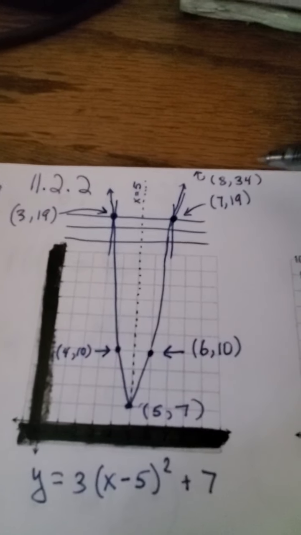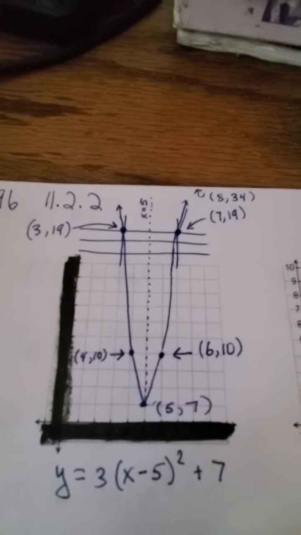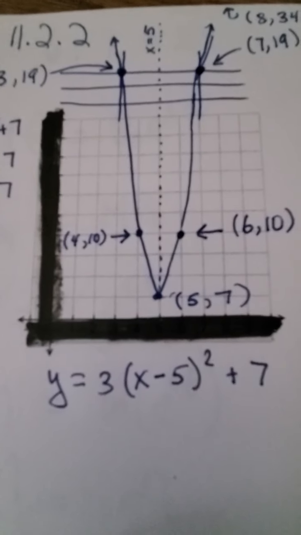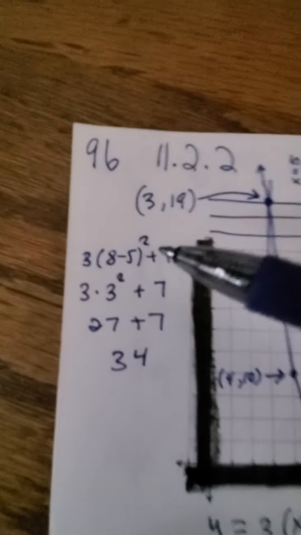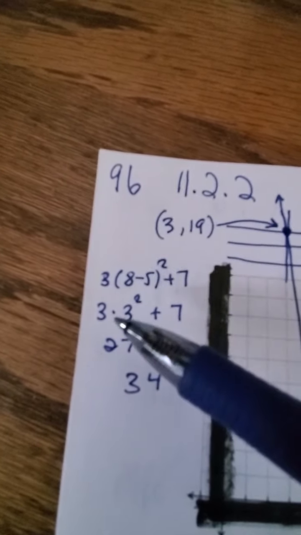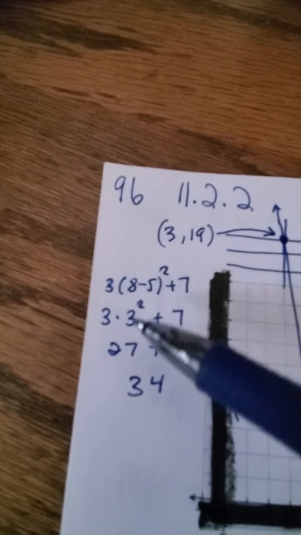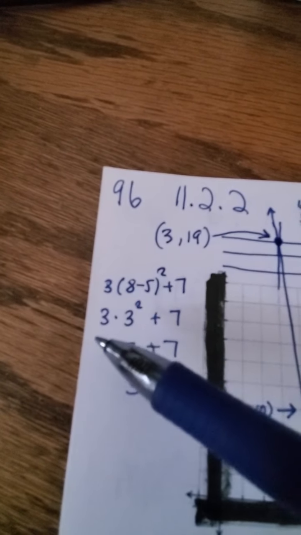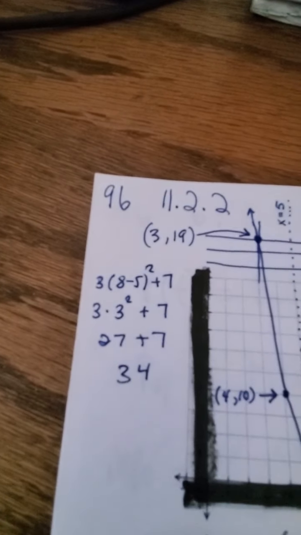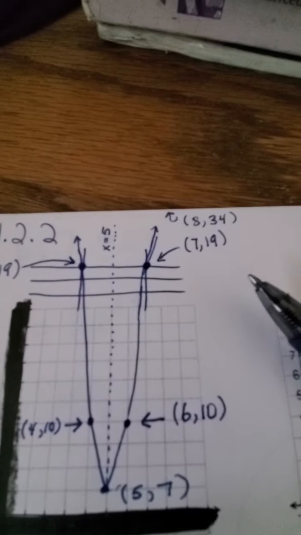And how do you get that? Well, the simple way to get it is just to plug 8 into this equation. If you take the original equation and plug in x equals 8, you get 3 times (8 minus 5) squared plus 7. 8 minus 5 is 3, so it's 3 times 3 squared, which is 27, plus 7 is 34. And that's where we get the point (8, 34).